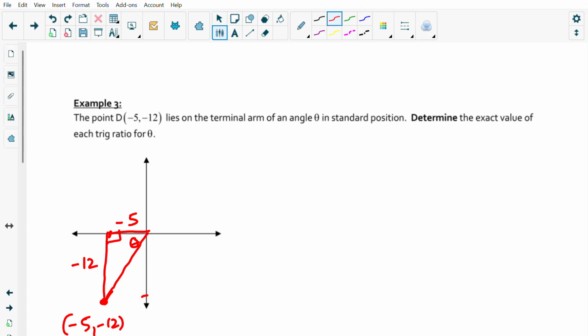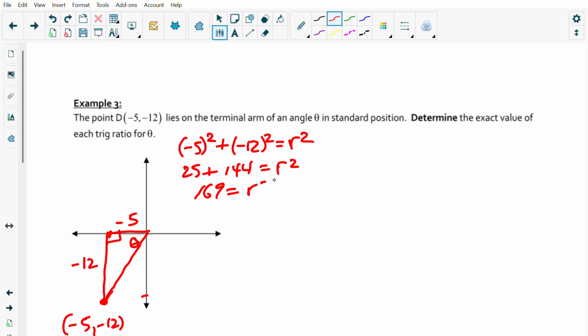Okay, so I can find the hypotenuse. I know it's a Pythagorean triplet. I know it's going to be 13, but let's just do it here. Negative 5 squared plus negative 12 squared equals r squared. That's 25 plus 144 equals r squared. 169 equals r squared. 13 equals r. So r equals 13. Okay, now that we have all three sides, let's do all our trig ratios.